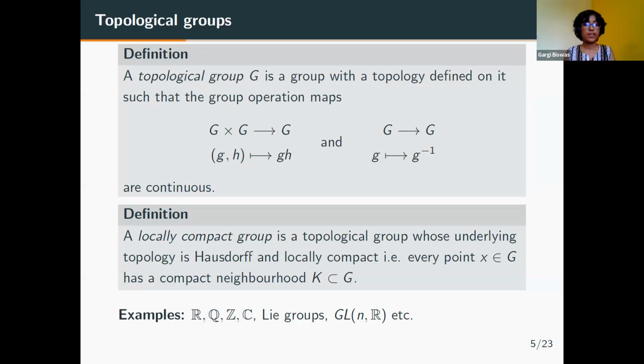Some examples are R, Q, C, with plus. They are all additive locally compact groups. Then Lie groups are locally compact because they are locally Euclidean. And then GL_n(R), the set of all invertible transformations from R^n to R^n, is again locally compact because we can identify it with R^(n^2).